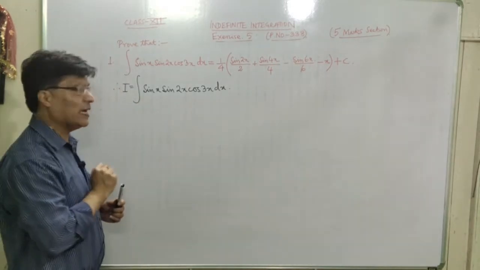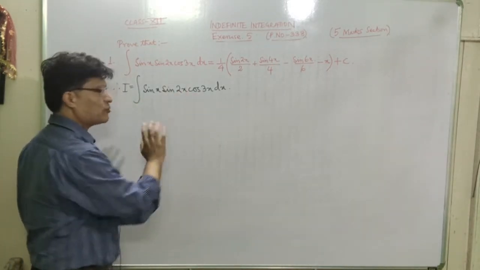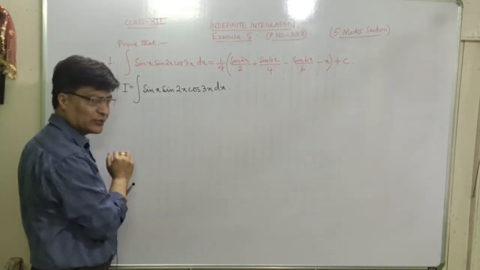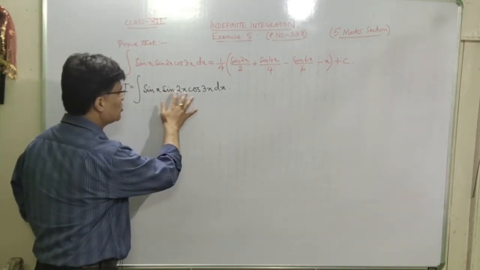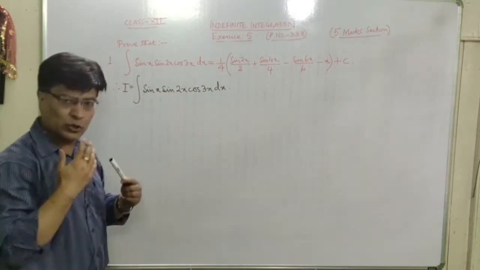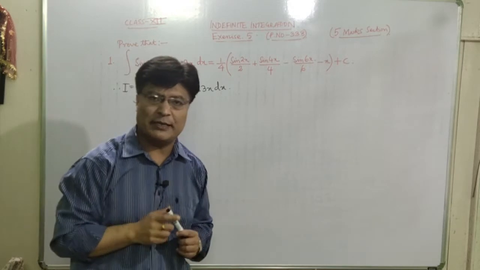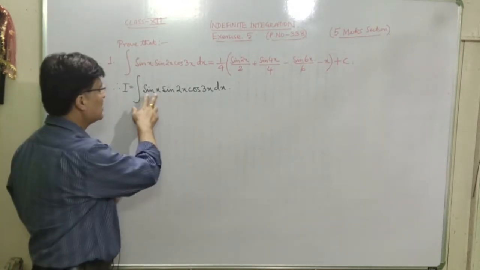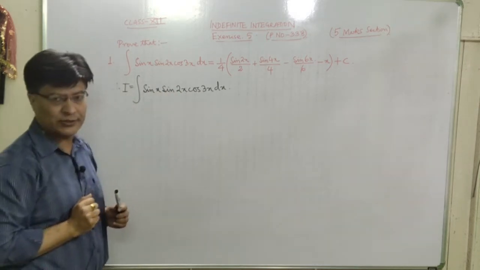So now what we do here is we take any two trigonometric functions. You may take sin x sin 2x, you may take sin 2x cos 3x, you may take sin x and cos 3x, whichever you take is fine, but we take only two. So let us take the first 2 sin, that is sin x and sin 2x.